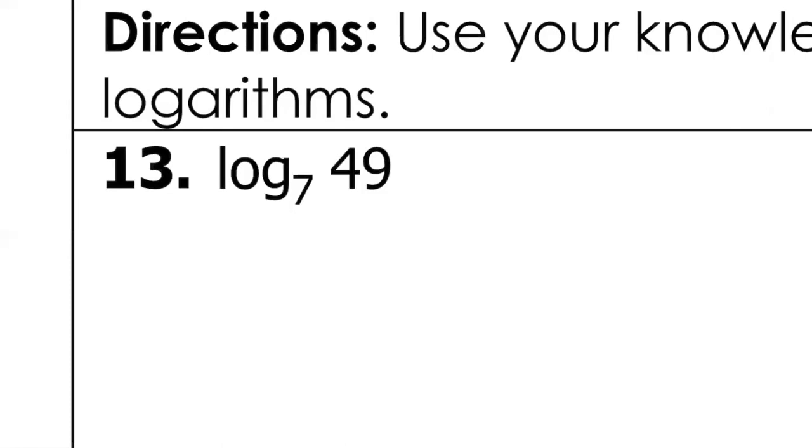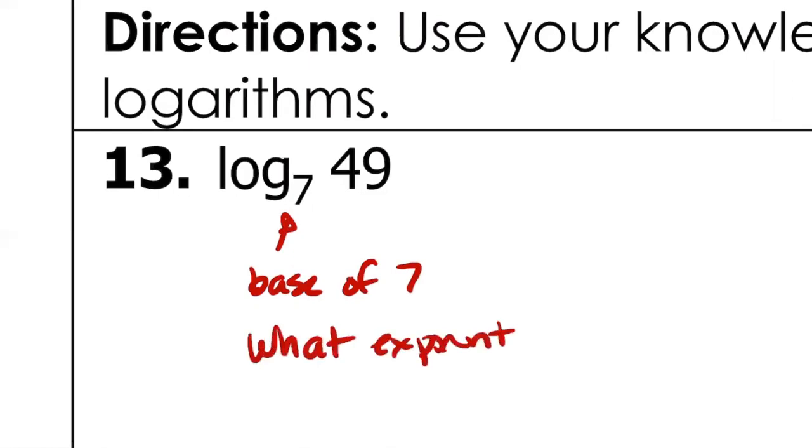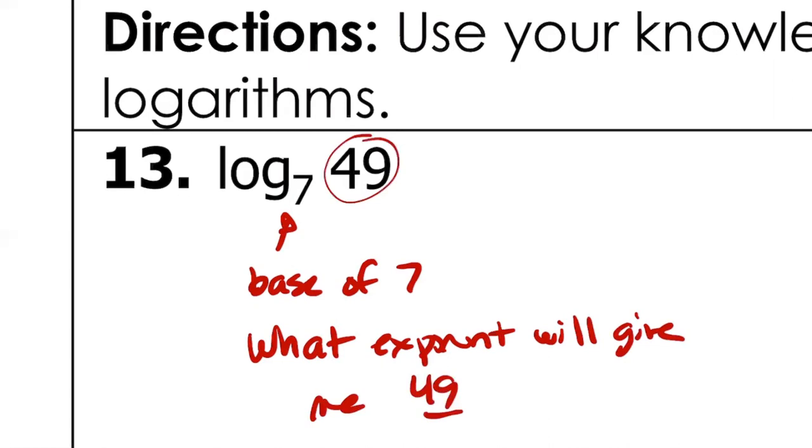So this is basically asking, if I have a base of 7, what exponent will give me 49? Right? That's all it's asking. When you're looking for a log, you're looking for the exponent of that base. So this is asking, what exponent of 7 will give me 49? And what's the answer? 7 to the what power is 49? 2.